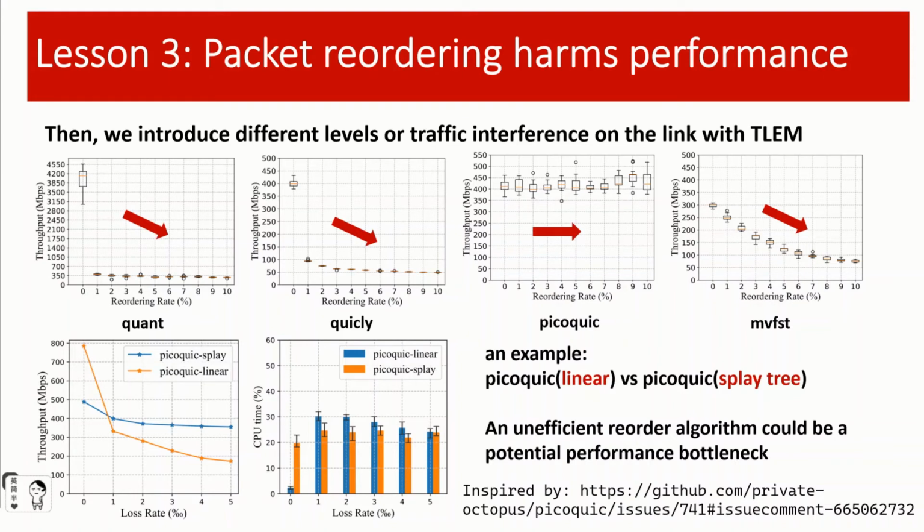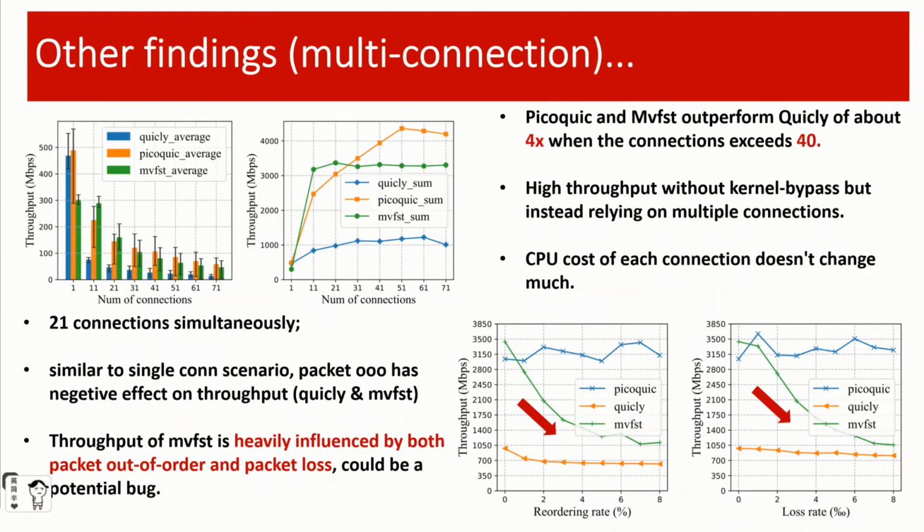And we also got some other findings based on multi-connection scenarios. So the conclusions are that Quant and Moqfast outperform Quicly by about 4 times when the number of connections exceeds 40. And second, high throughput without kernel bypass can also be achieved by relying on multiple connections. And also we take some detailed look at the CPU time spent on the connection, and we found that the CPU cost of each connection doesn't change much in the multi-connection scenario.